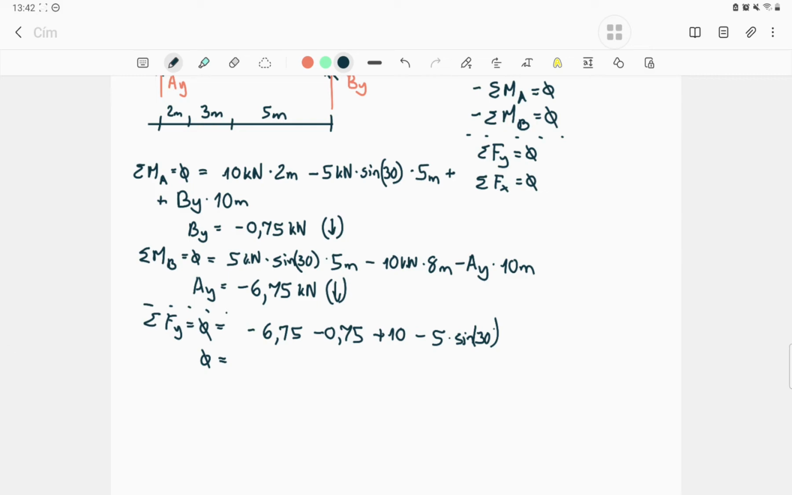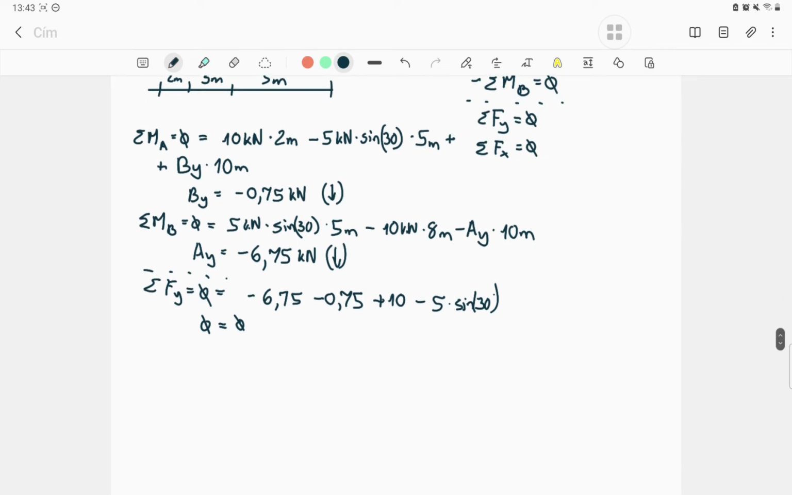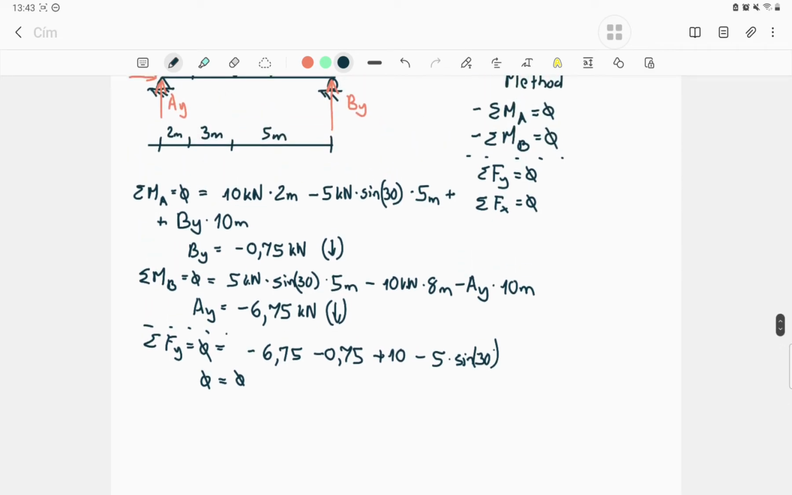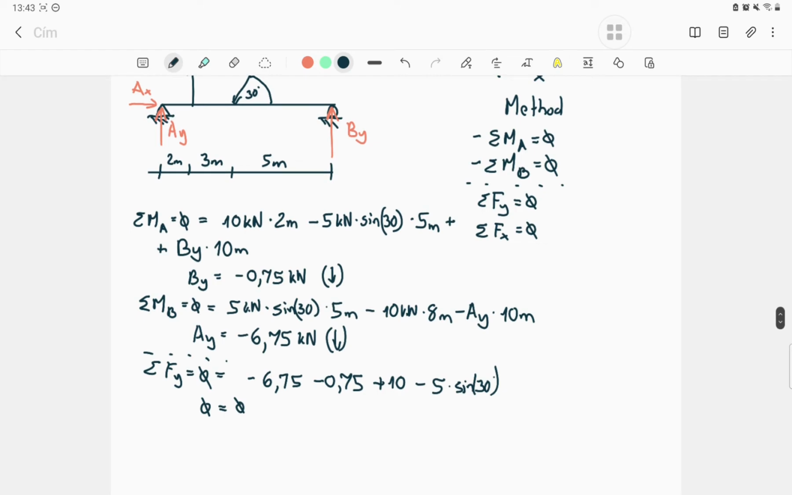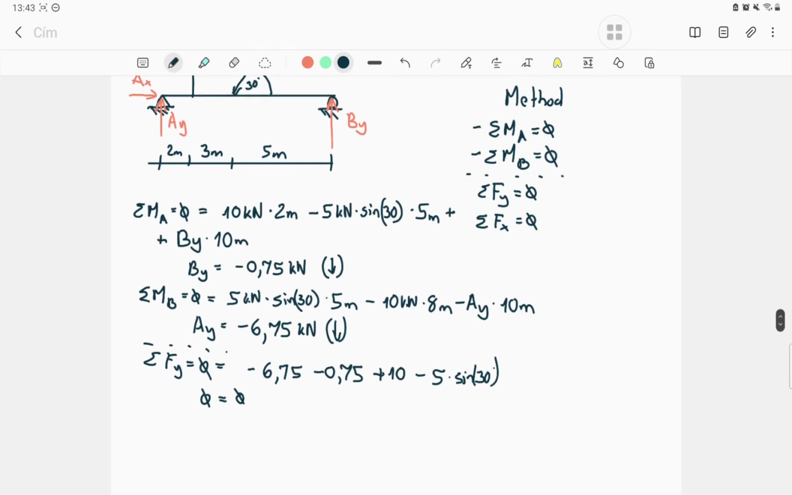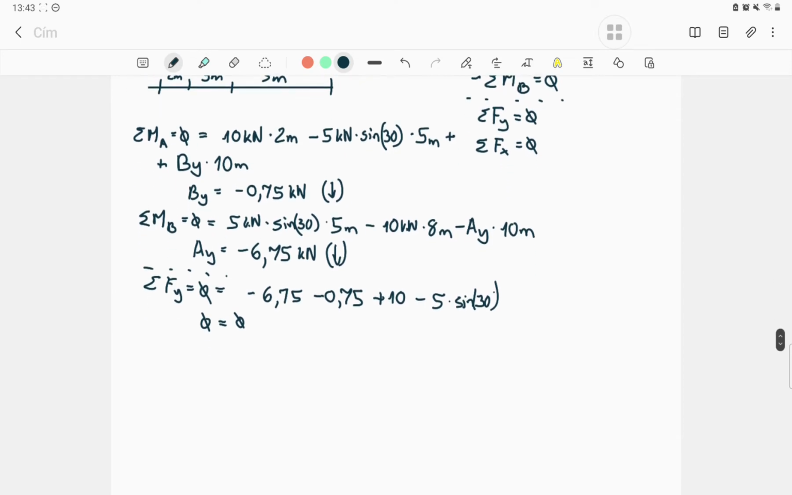Minus 6.75 minus 0.75 plus 10 minus 5 times sine 30. So yes, it's exactly 0. So both the AY and the BY are good. This is how you can check. If it's not 0, you have to find a problem. Maybe you forgot something inside the equation, maybe you made a mistake with your calculator. It doesn't matter, you have to stop and find it. Okay, but now it looks good.